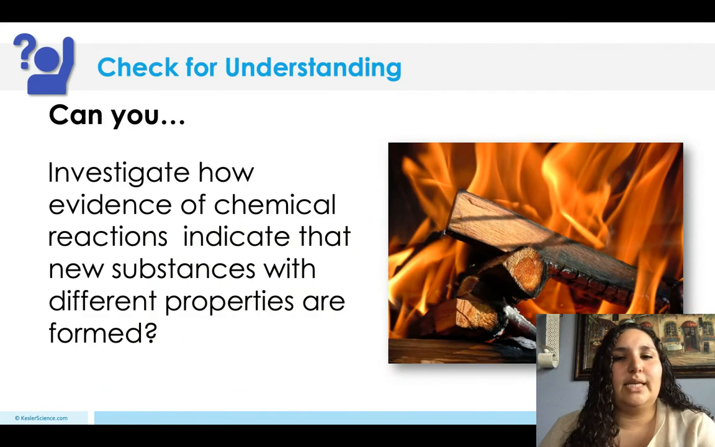So once again, a check for understanding. Are you able to investigate how evidence of chemical reactions indicate that new substances with different properties are formed? Are we able to do that now?